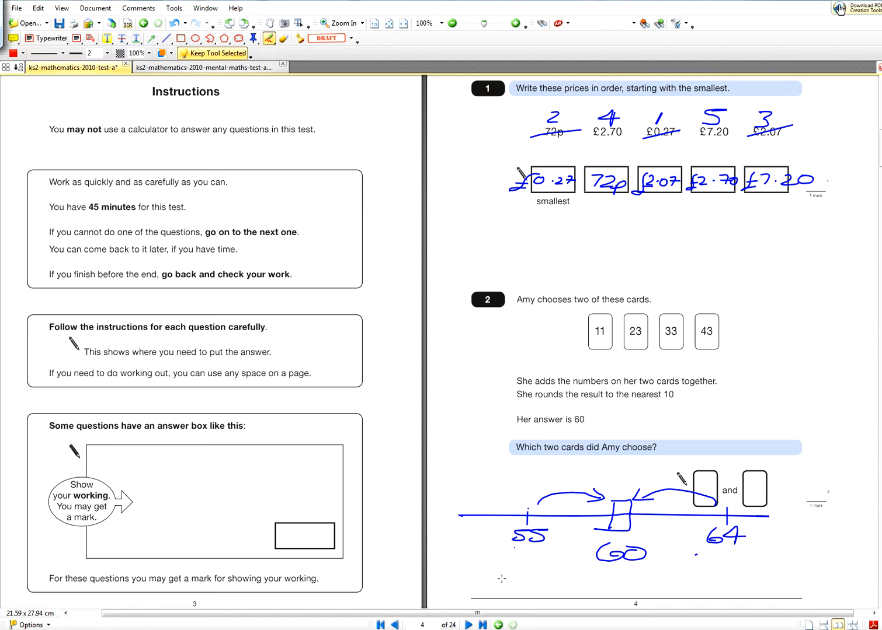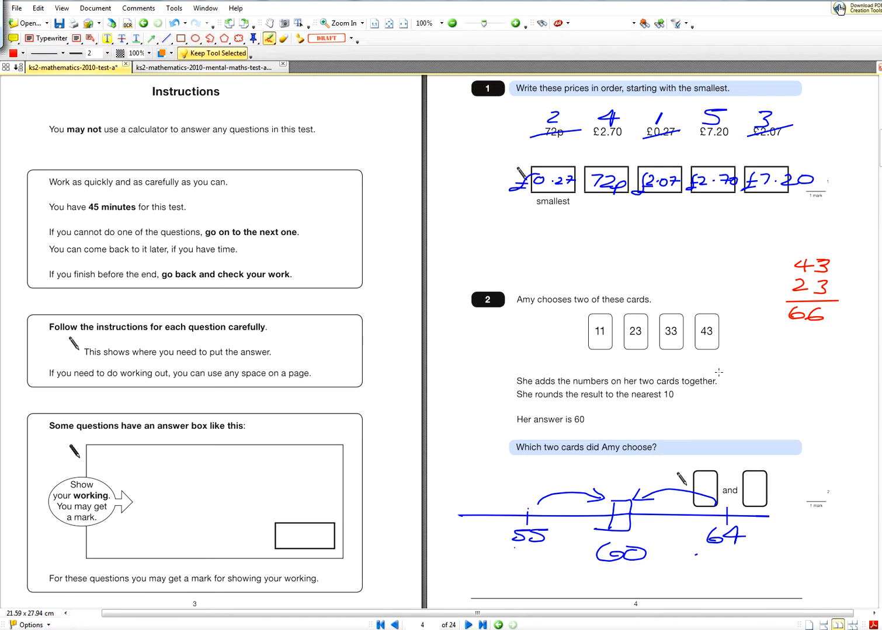Okay, let's have Mr. Rayan. Could you have 43? And what else? 23. Well, 43 and 20. Let's try that. 43 and 23 will give you 66, which will round up to 70 and not 60.